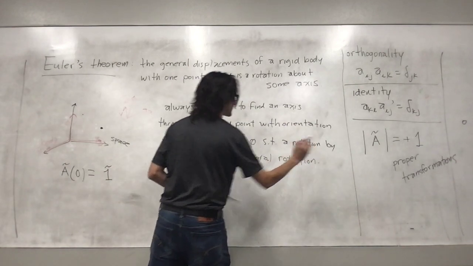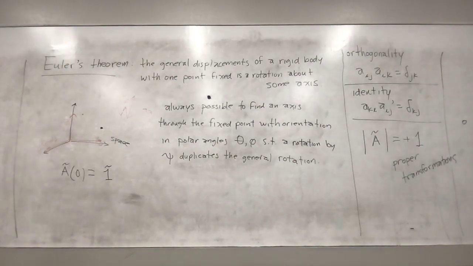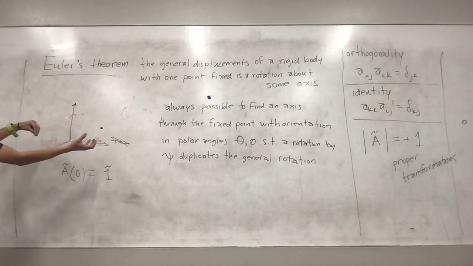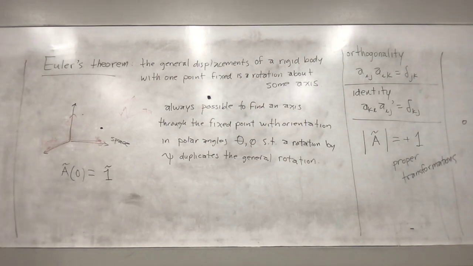So what this is saying is we can apply our three transformations. You're going to have some angle phi, some angle theta, some angle psi, and you're going to end up somewhere.